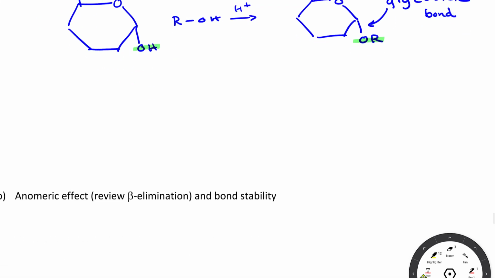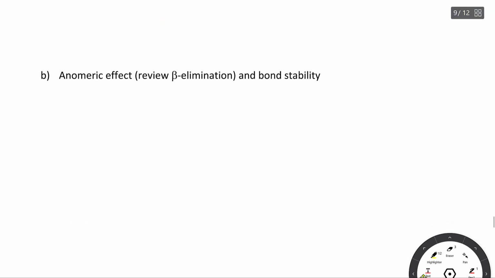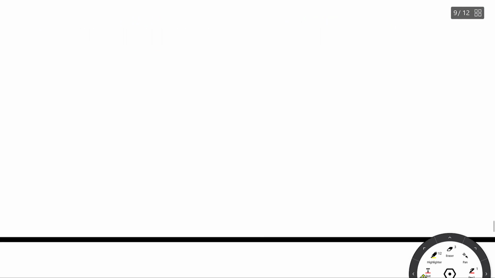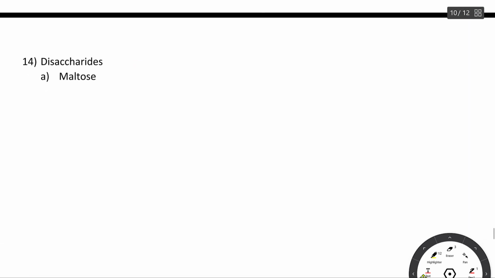Yeah, so that's all I really want to talk about. We're going to skip this section. This, again, is stuff for the other class, so we're going to pass on that. I want to talk about some disaccharides.